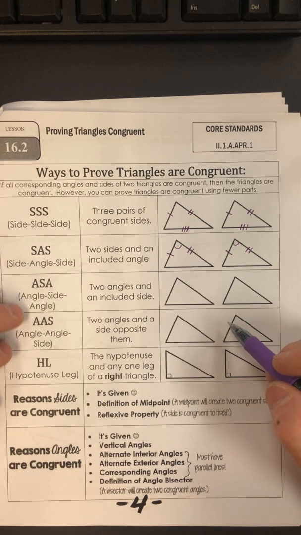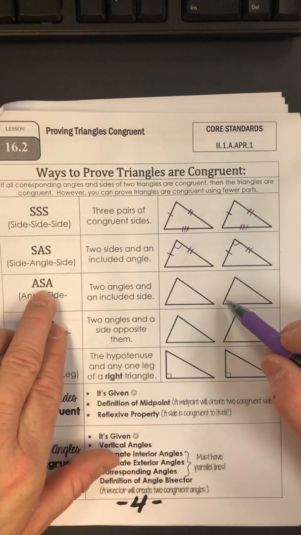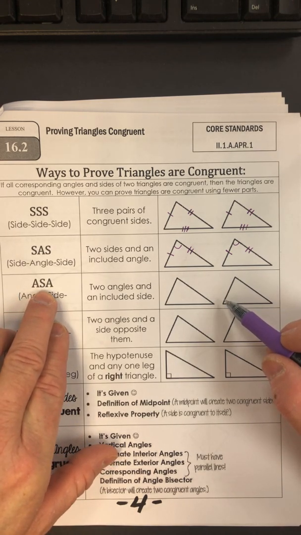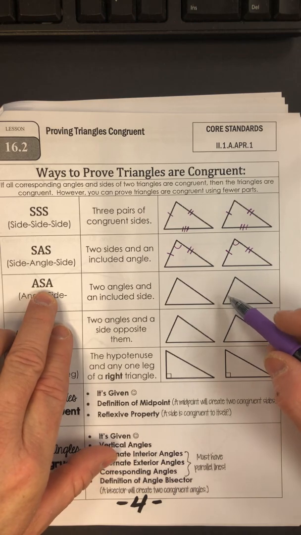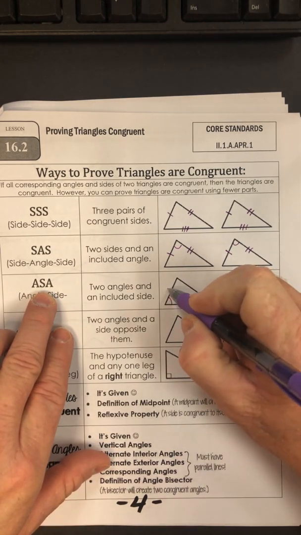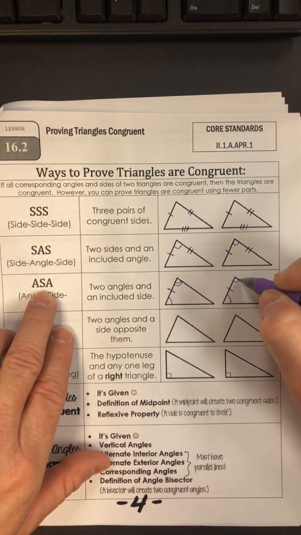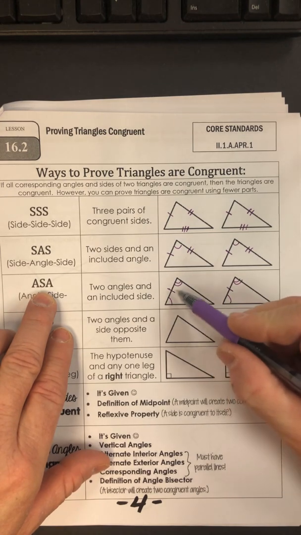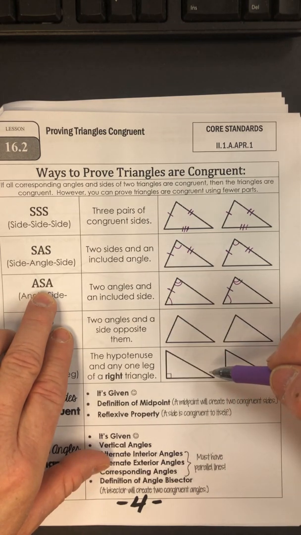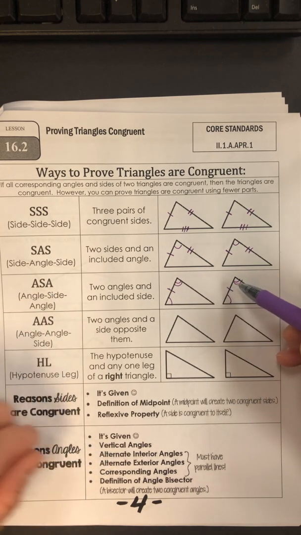Okay? Now we also have another one called angle, side, angle. So look at how it's written: angle, side, angle, so the side is in between two angles. So I have an angle, maybe a side right here, and then another angle. And so I have angle, side, angle. Okay? That's what angle, side, angle would look like. And it has to match up from one triangle to the next.